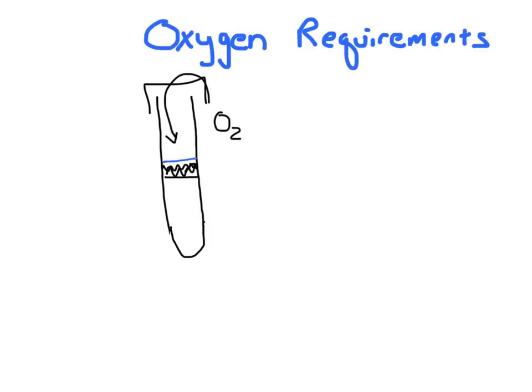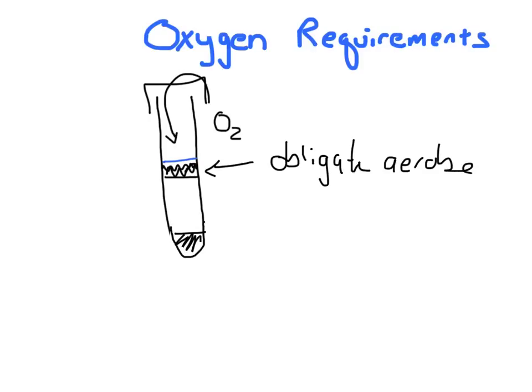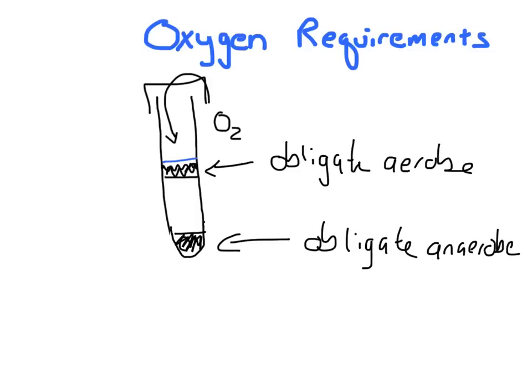If we have this aerobic area at the top and the organism only grows there, we call it an obligate aerobe. If it only grows at the bottom, it would be an obligate anaerobe, requiring the absence of oxygen. And if it grows throughout, so now we have growth everywhere, we call it a facultative anaerobe. It grows in both oxygen and without oxygen, so in aerobic and anaerobic environments.